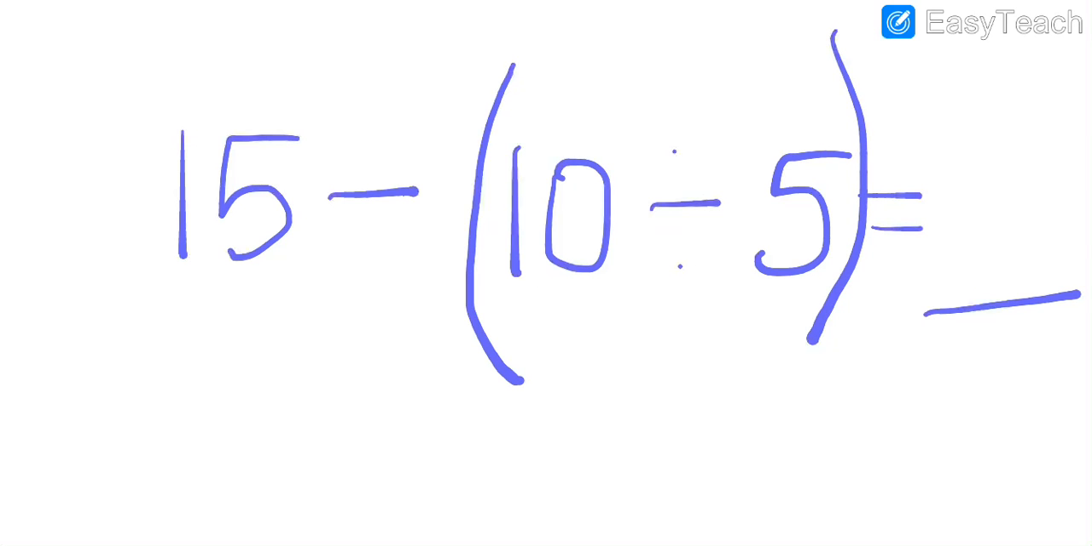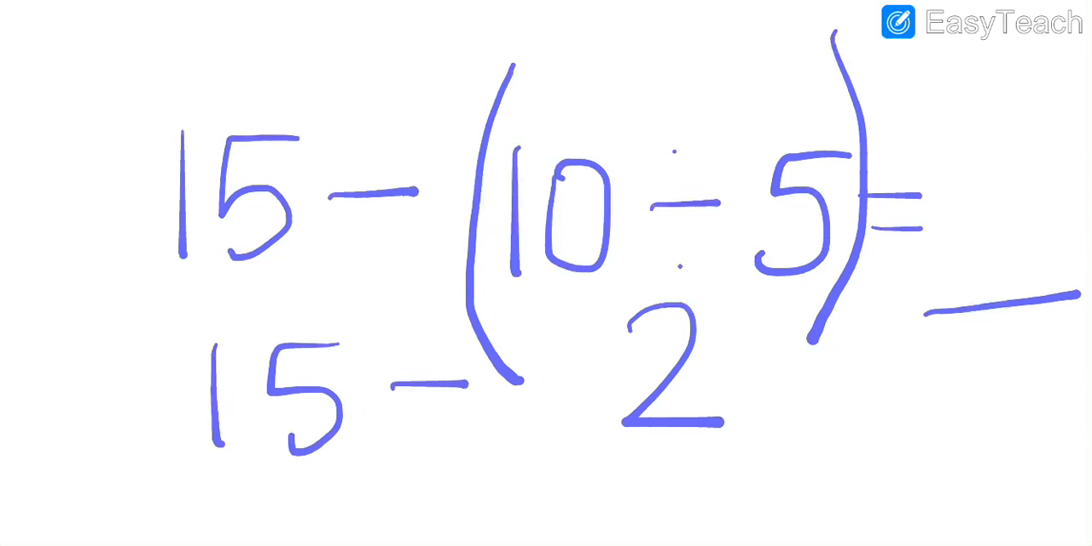Excellent. Okay, so now we know the rule is parentheses first. So 10 divided by 5 is some number. 10 divided by 5 is, you got it, 2. All right, now PEMDAS, division, addition, subtraction. So now we're ready to finish this equation. We have 15 minus 2. And if you do that, I'm sure you already got it. It is 13. Excellent. Let's do one more.